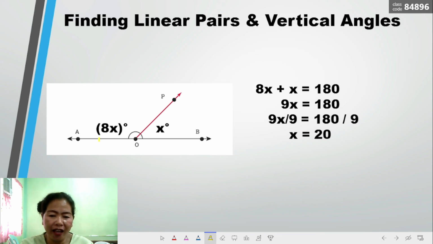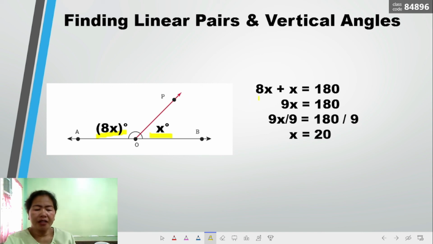8x degrees and x degrees. Therefore, they are all unknown. We do not know how much is the measure of 8x degrees and x degrees, or angle x and angle 8x. So let's proceed to computation. We have already identified that this example shows a linear pair and not a vertical angle example.